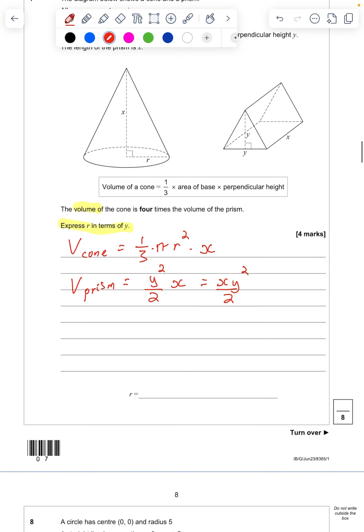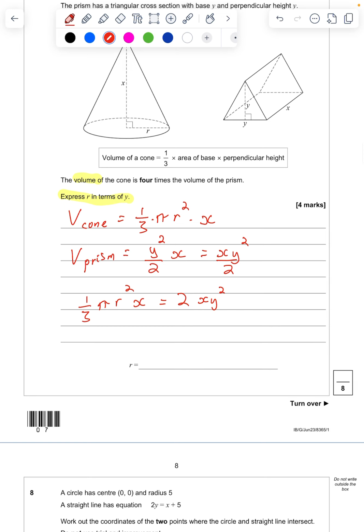Now you know that the volume of the cone, which is 1 over 3 pi r squared x, is going to be equal to 4 times the volume of the prism, which is x y squared over 2, like this. Now, this 4 divided by 2, I'm actually just going to go and simplify straight away. 4 divided by 2 just gives you 2. So let's rub this out and just write it as 2x y squared.